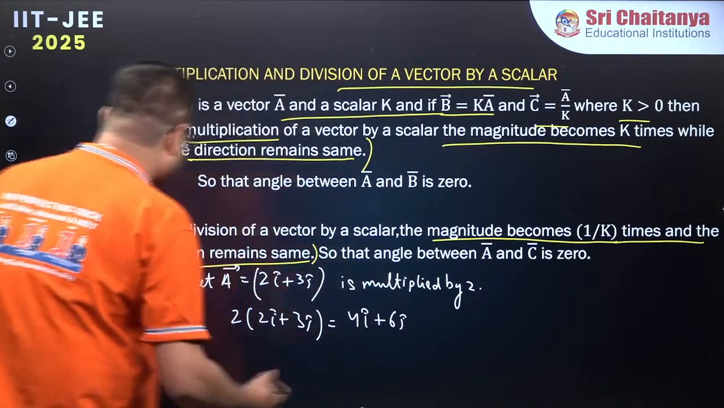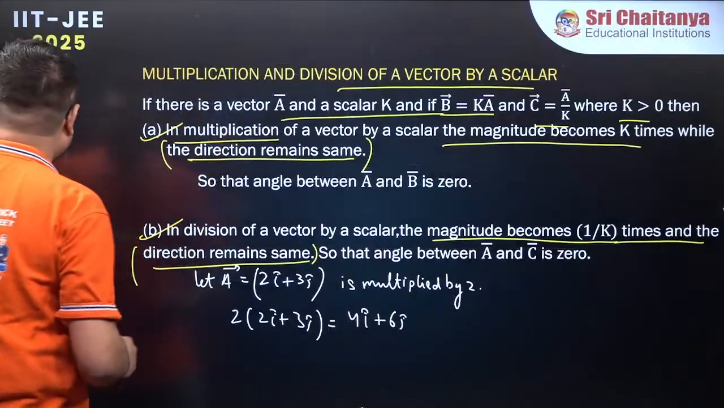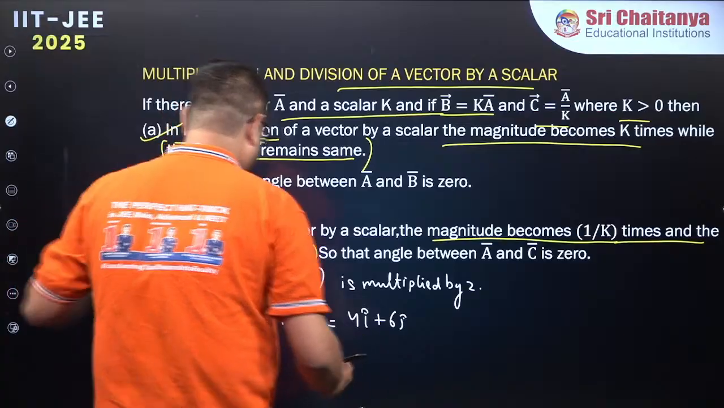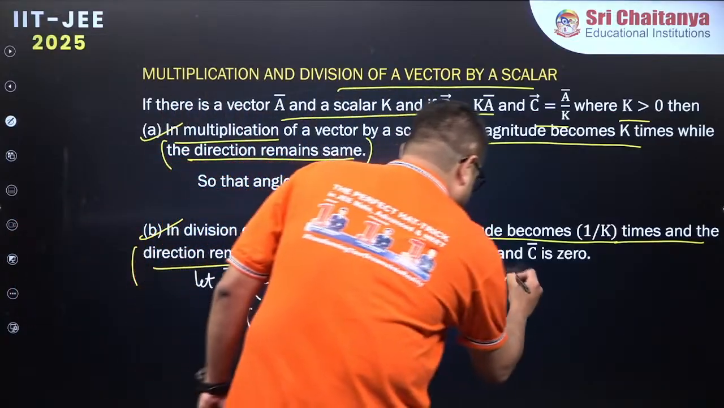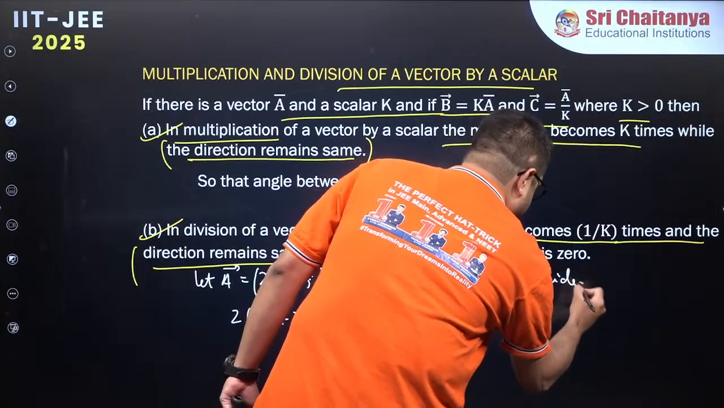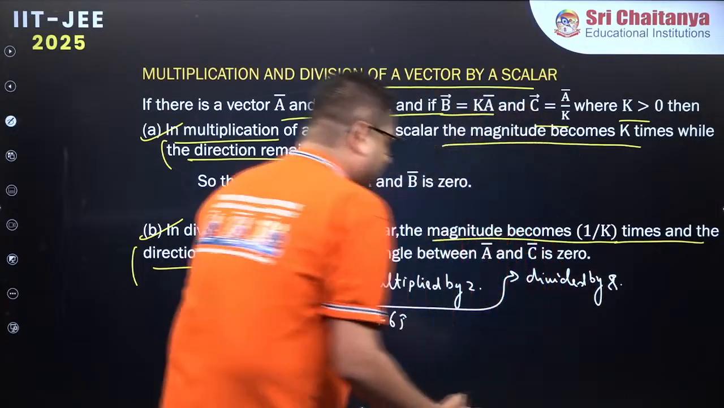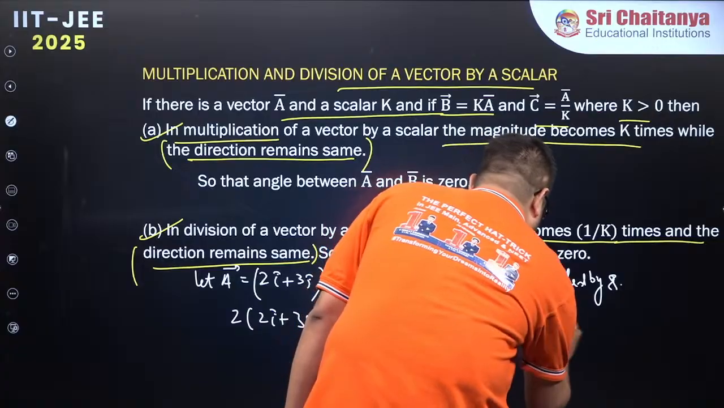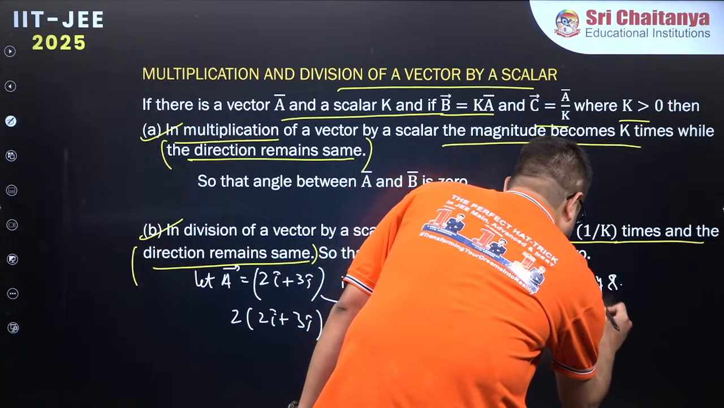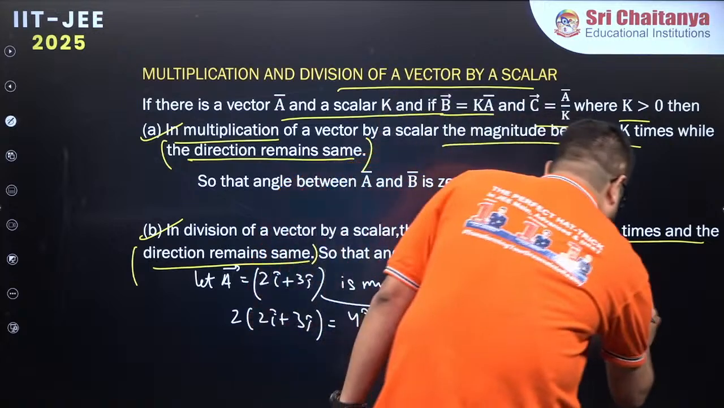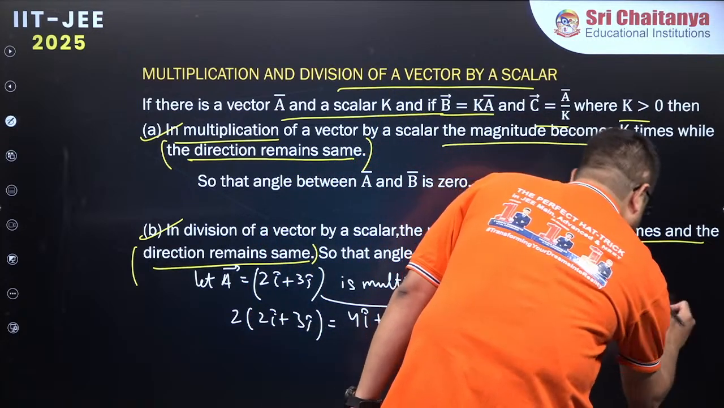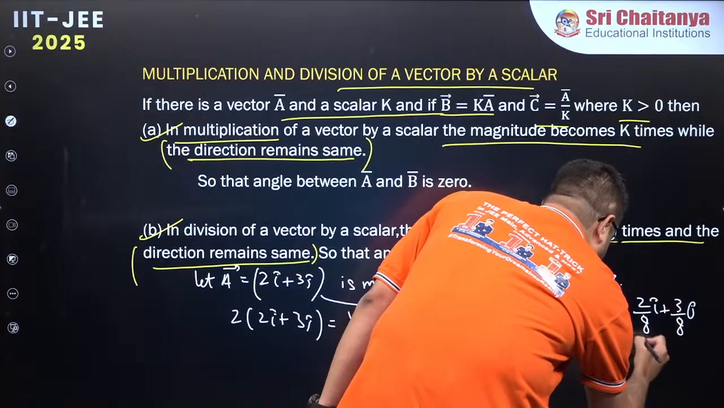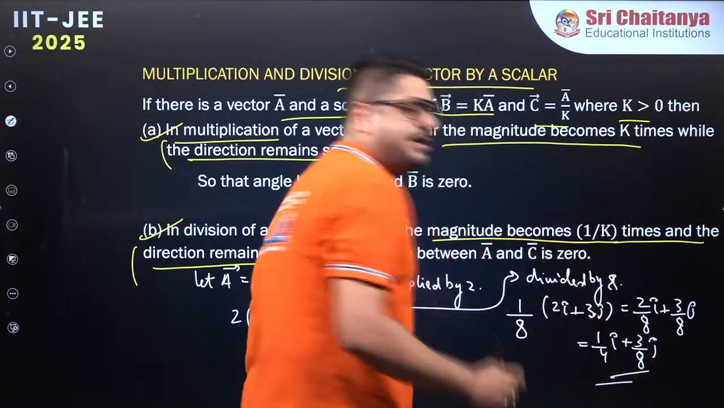Now once again, I have to take an example. Let's take the same vector, and now let's say I divide it by 8. Then how do we write down the operation? The operation is going to be written as 1 by 8 into 2i cap plus 3j cap, isn't it? As a result of that, I will be getting 2 by 8 of i cap plus 3 by 8 of j cap. So it is going to be 1 by 4 i cap plus 3 by 8 j cap. So this is going to be the value of it.